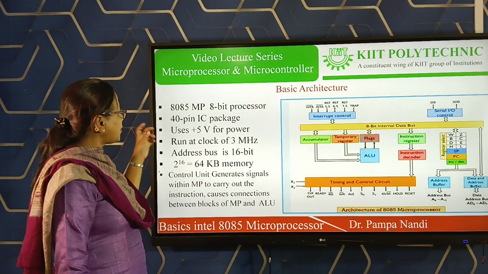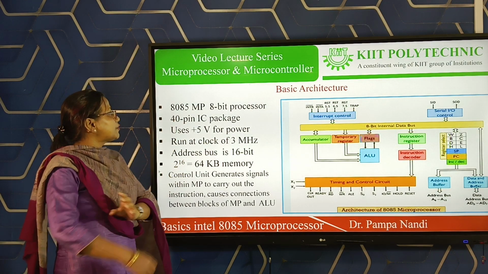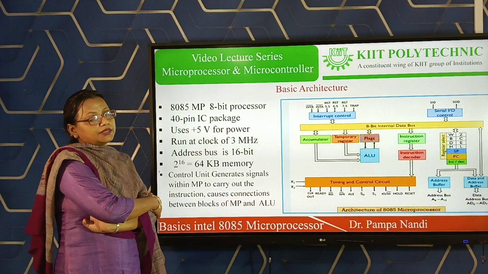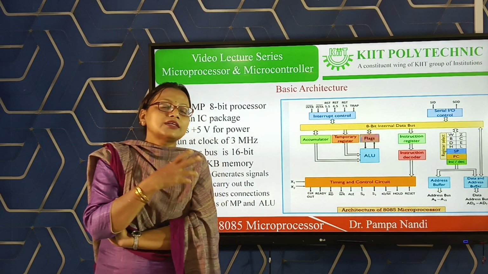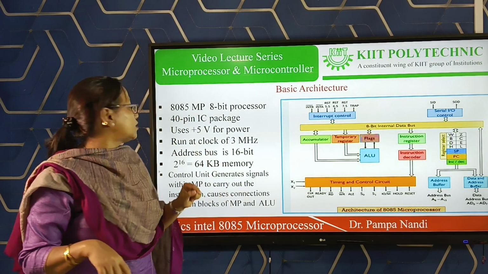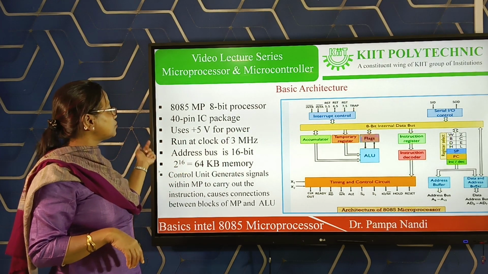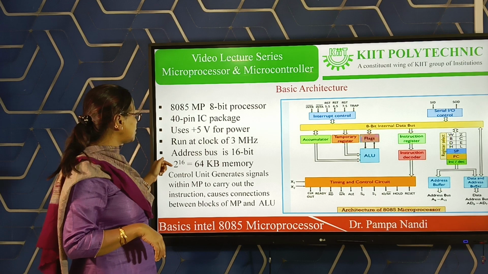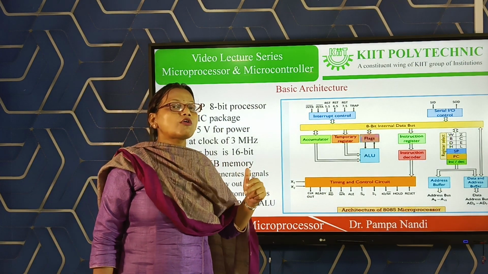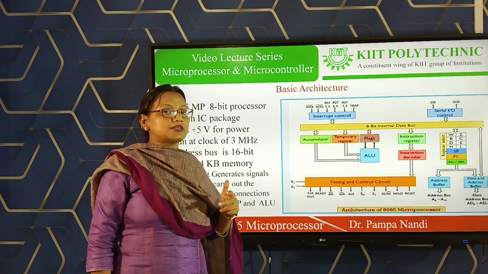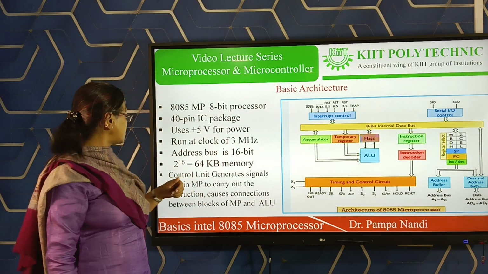Now, first a bit of description about the microprocessor. The 8085 microprocessor is a 40-pin IC package. This is the processor and this is a chip, and the number of pins in this chip is 40. As I previously mentioned, it uses 5 volts for operation. Every digital system runs by some clock frequency, any digital circuit. So its maximum clock speed is 3 megahertz.